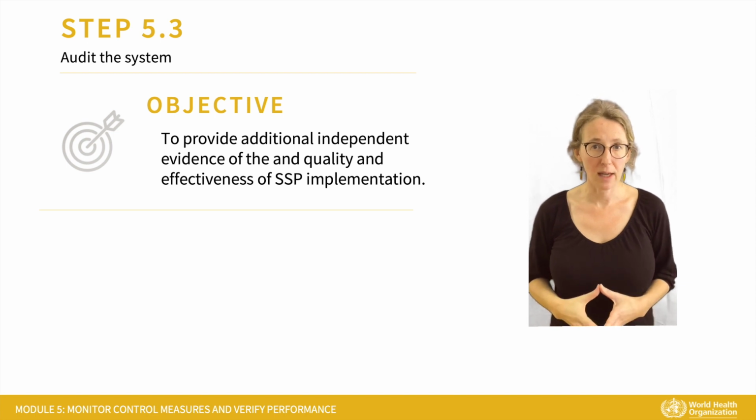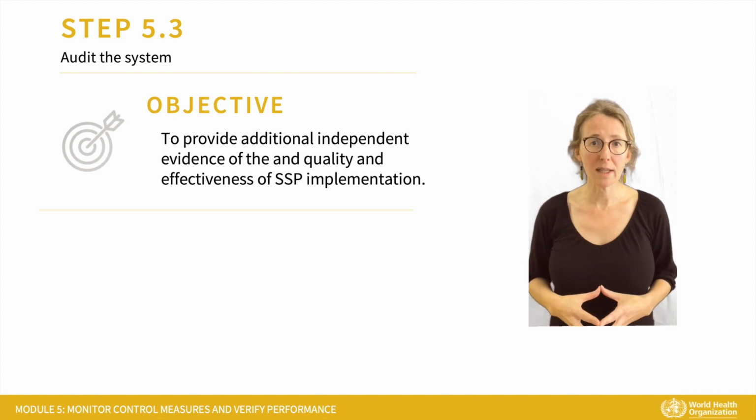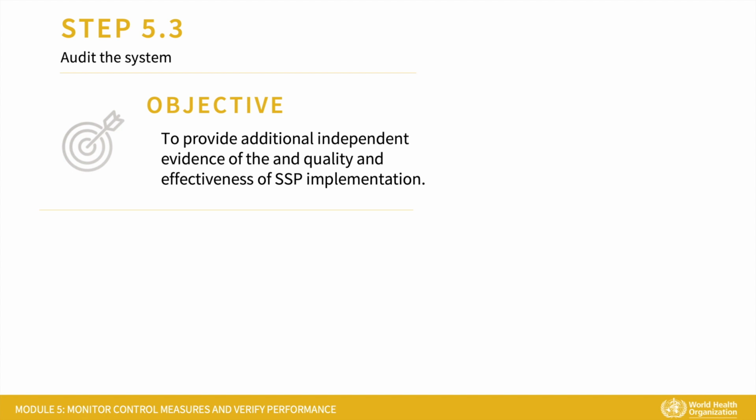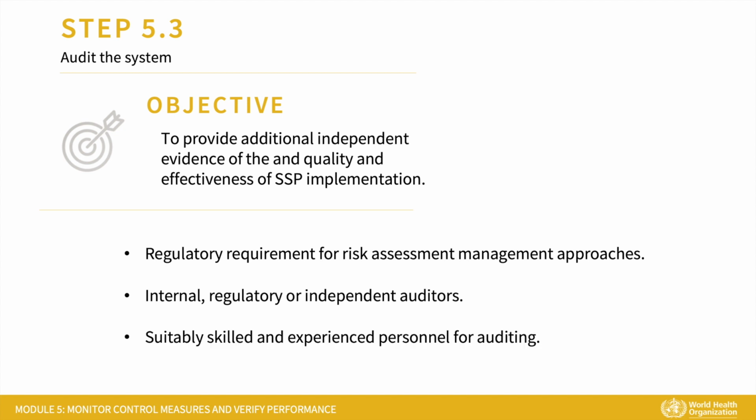Step 5.3 is about auditing the system. It provides additional independent evidence of the quality and effectiveness of SSP implementation. Audits may be a regulatory requirement for risk assessment and management approaches. It may be done by internal or by regulatory or independent auditors. Suitably skilled and experienced personnel for auditing will need to be identified.